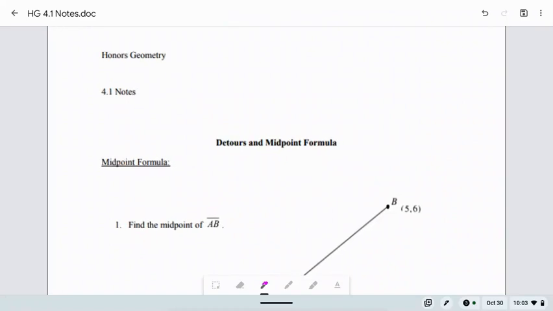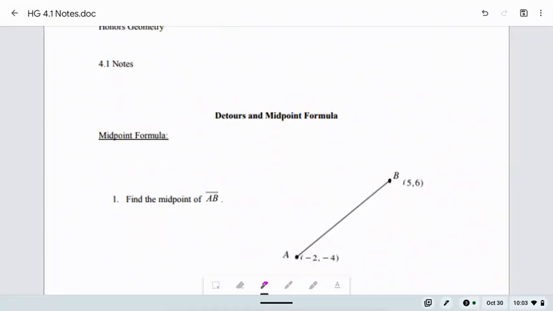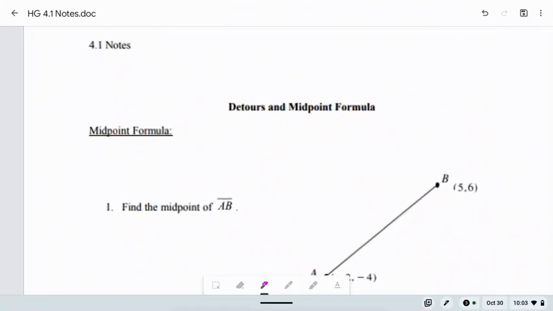In this video, we will be learning about something called the midpoint formula. The midpoint formula can be used when you're trying to find the coordinates of the midpoint of a segment and you have the two endpoints of the segment.